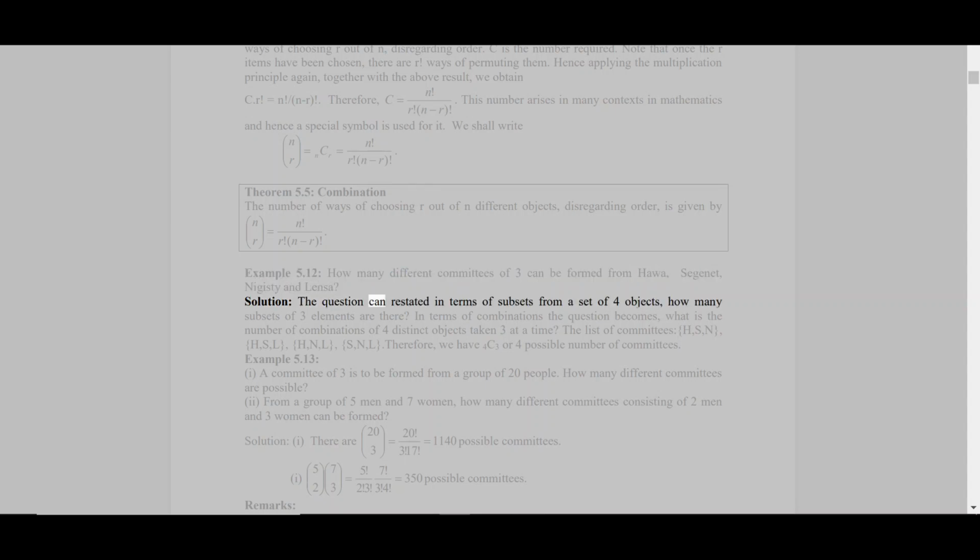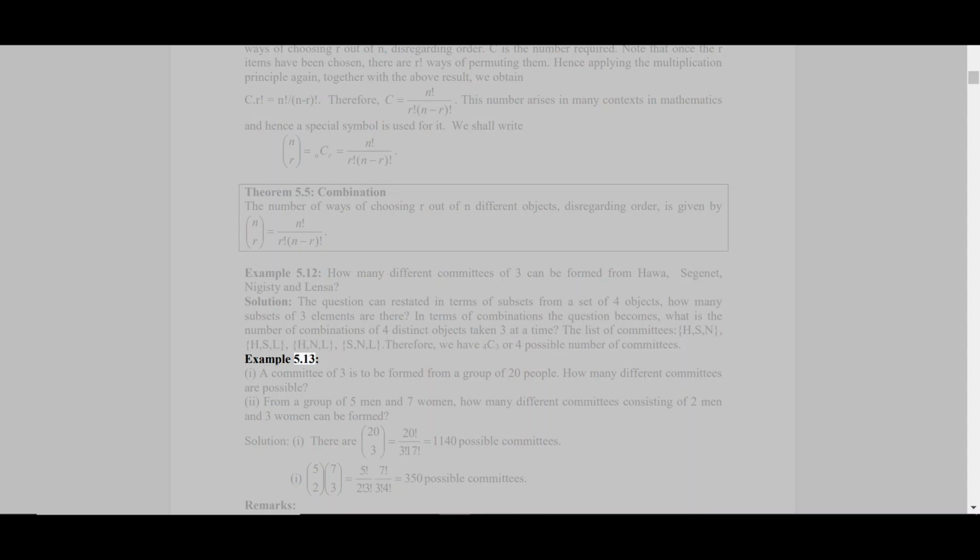Solution, the question can be restated in terms of subsets from a set of 4 objects. How many subsets of 3 elements are there? In terms of combinations the question becomes, what is the number of combinations of 4 distinct objects taken 3 at a time? The list of committees: HSN, HSL, HNL, SNL. Therefore, we have 4C3, or 4 possible committees.